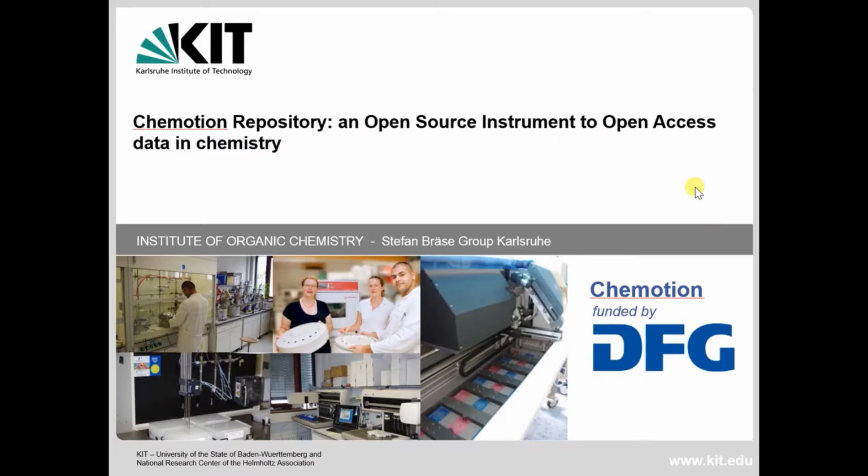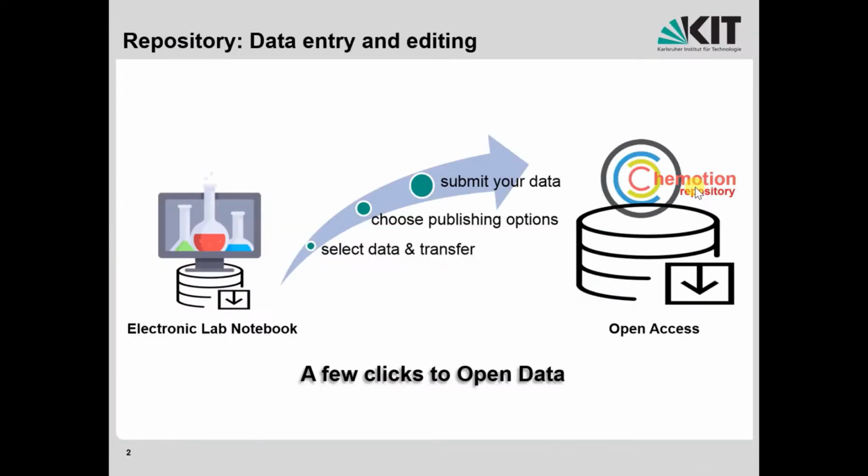Welcome everybody. I will now explain the basics of the repository Chemotion that was built as an open source instrument to open access data in chemistry. The repository is an infrastructure that can be used independent of any other software. Using the repository in that manner means that users have to upload and annotate data, as is usual for many other repositories as well.